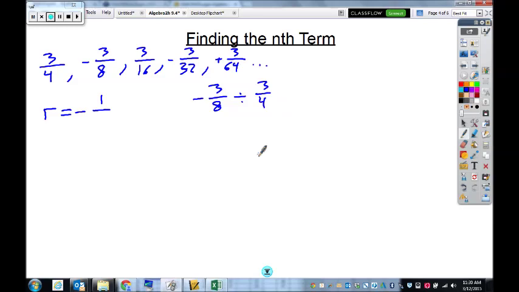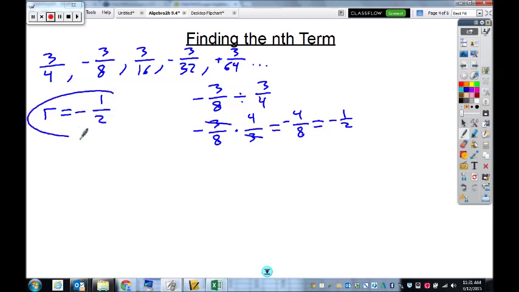Okay, and of course when I divide by fractions, I flip and multiply, so negative 3/8 times 4/3. The 3's cancel out, and I'm left with negative 4/8, which equals negative 1/2. Or I can just think about the fact that for the bottoms, I'll just keep multiplying by 2. So r is negative 1/2.